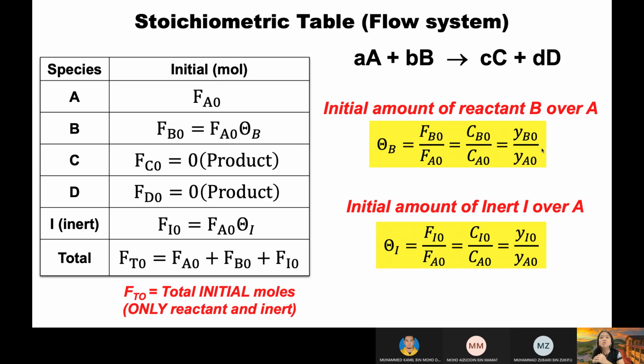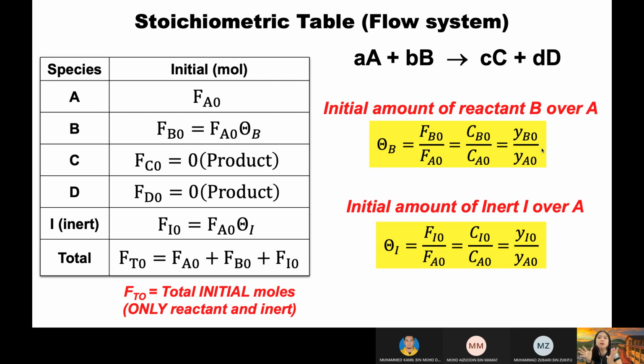Ataupun let's say you know initial concentration. So waktu asal bila kamu prepare tu, kamu tahu you prepare let's say A initial concentration dia 2 molar, 2 mole per liter. B you prepare 5 molar, 5 mole per liter. So you can also calculate theta B dia. So theta B dia akan jadi 5/2. Dapat theta B dia.